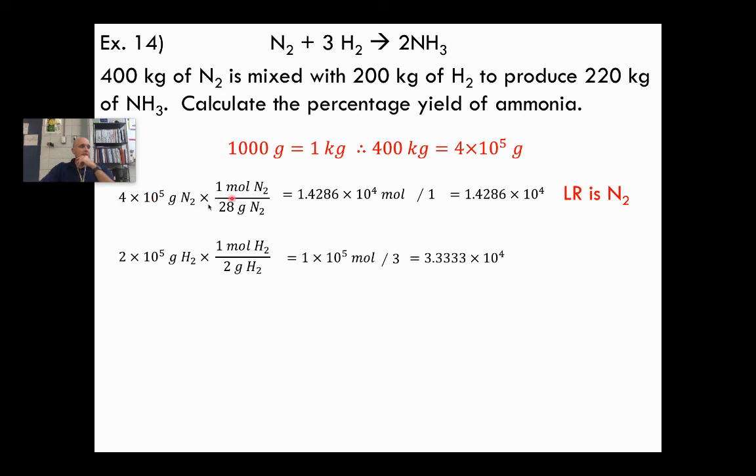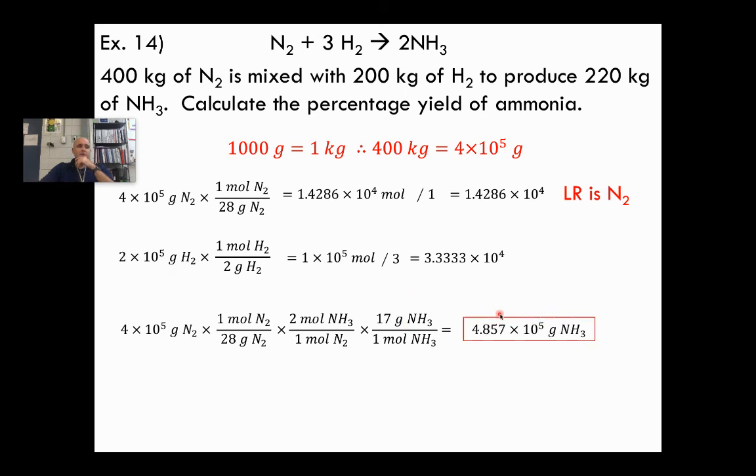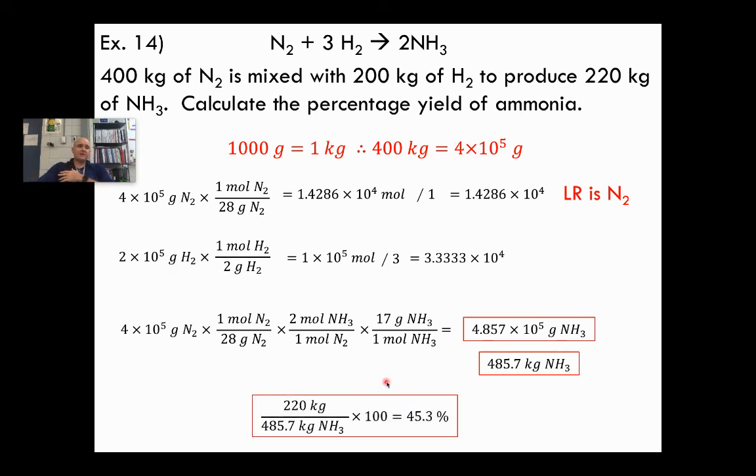So then I'll take this part right here and do it again. I'll take 4.4 times 10 to the 5th and divide by the molar mass, apply the mole ratio into the ammonia, and then multiply by the molar mass of ammonia to find my theoretical yield of 4.857 times 10 to the 5th grams, or 485.7 kilograms. Well, I produced 220. So I don't get a very good yield. You see how that works. I get 220 kilograms over 485.7 kilograms, and I get 45% yield.